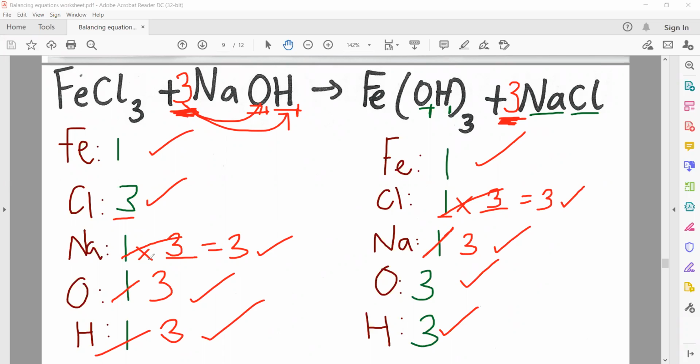So to balance it on the other side, we multiplied the other side by 3 as well, and we put that 3 in front of sodium hydroxide. So now everything kind of fell into place, because oxygen and hydrogen are attached to that 3. They also get multiplied by 3, which means that everything got balanced as a result. So that is basically our balanced equation for that one.